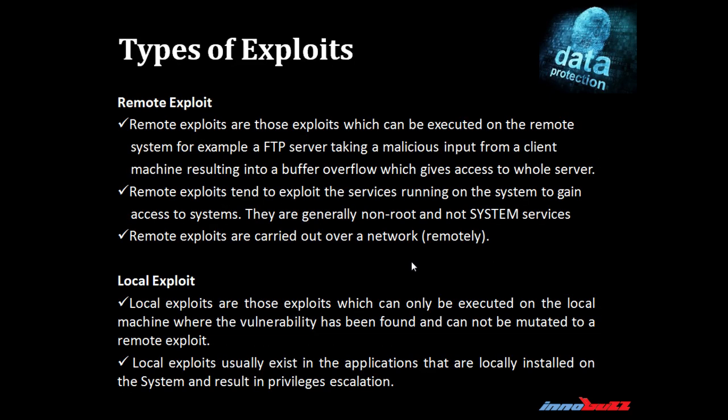Continuing with the classification of exploits, here we shall see about remote and local exploits. Remote exploits are those exploits which can be executed on the remote system. For example, an FTP server taking a malicious input from a client machine, resulting in a buffer overflow which gives access to the whole server. Remote exploits tend to exploit the services running on the system to gain access to the systems. They are generally non-root and not system services. Remote exploits are carried out over a network.